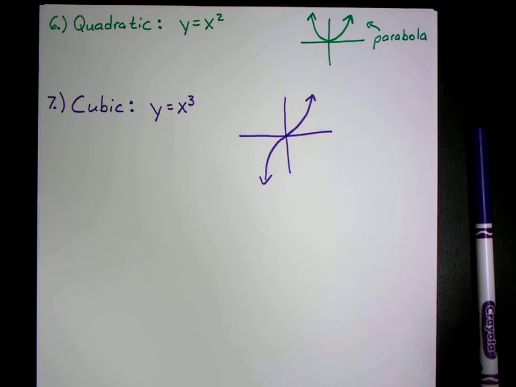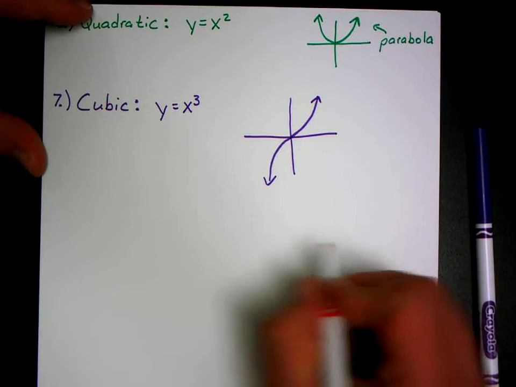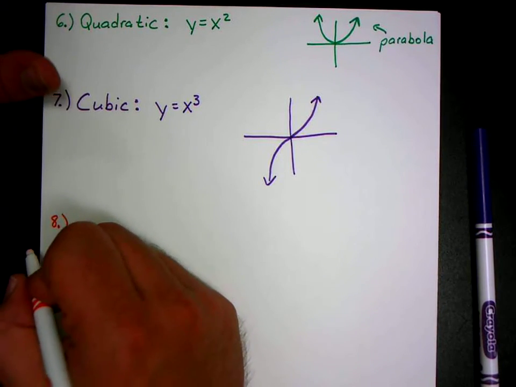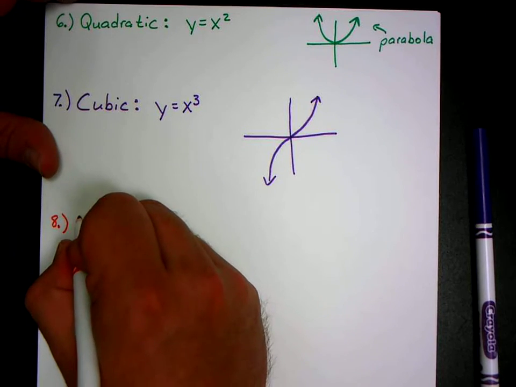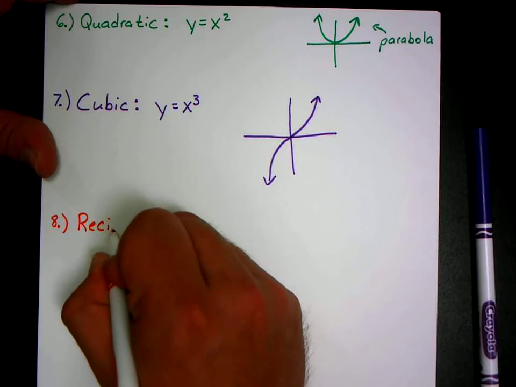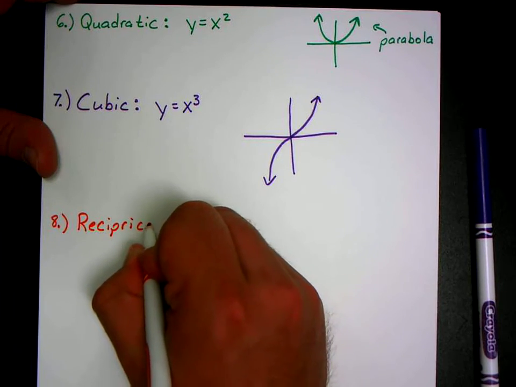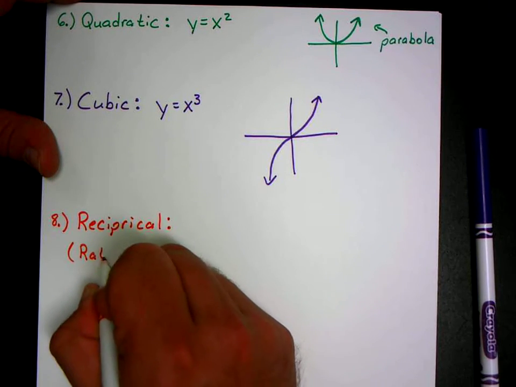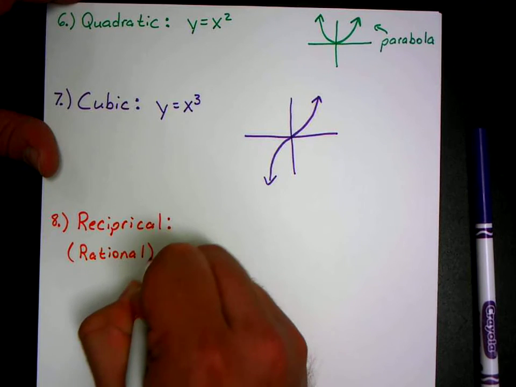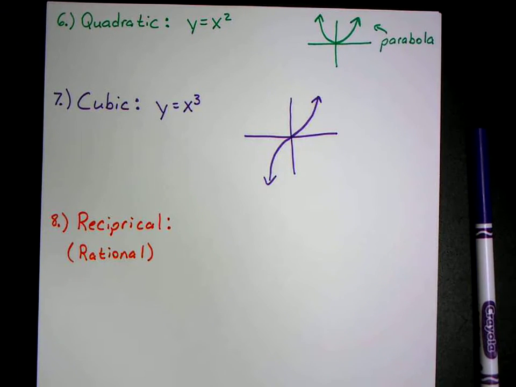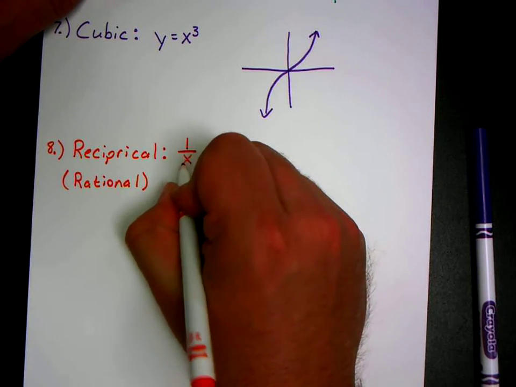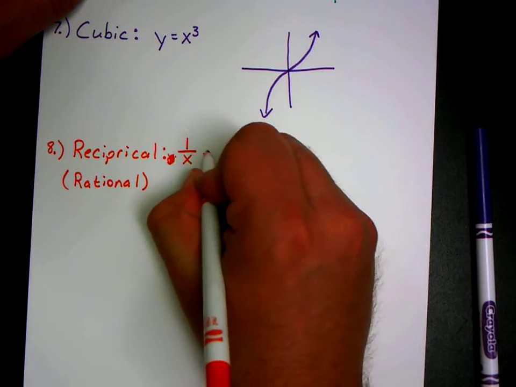Okay, and then we have, now, I don't know if I agree with what the book calls this. The book calls this a reciprocal function. I don't know, I think of it more as a rational function. I forgot my y equals there. Let's put it over here. y equals.